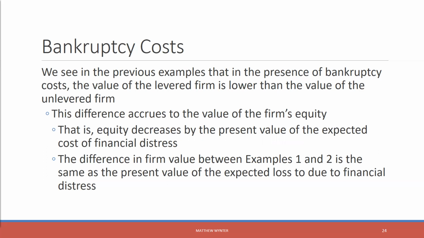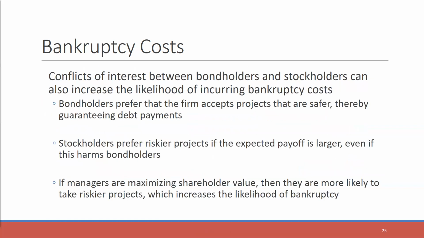The difference in firm value between examples 1 and 2 is the same as the present value of the expected loss due to financial distress. So when we look at the difference, it is the present value of those expected legal fees. That's what we think of as the expected loss due to financial distress.